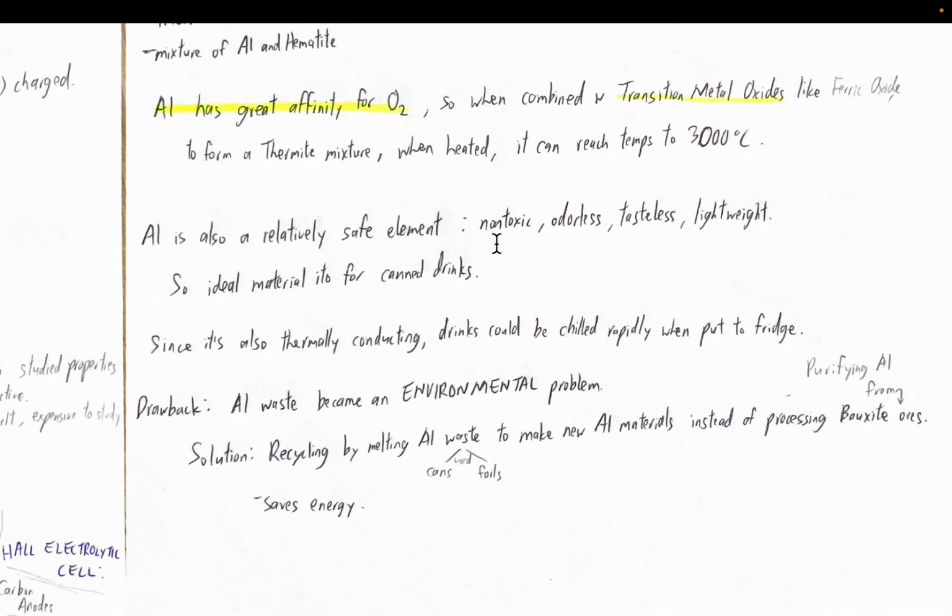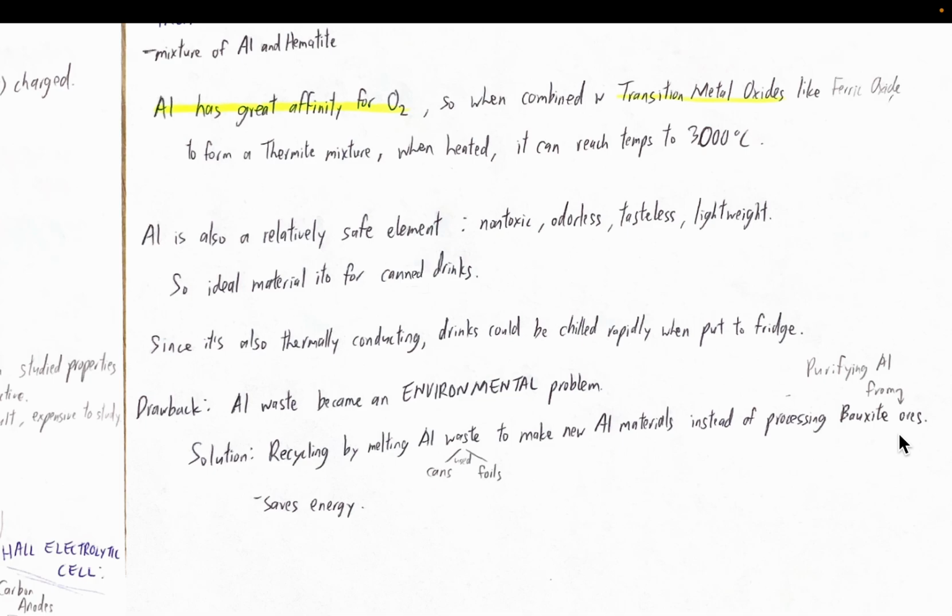So, the solution to this is basically recycling by melting aluminum waste, which is mostly just cans and foils. Although, of course, just not limited to these, for the purpose of making new aluminum materials. So you do this instead of processing bauxite ores. So it's basically going from step one again.